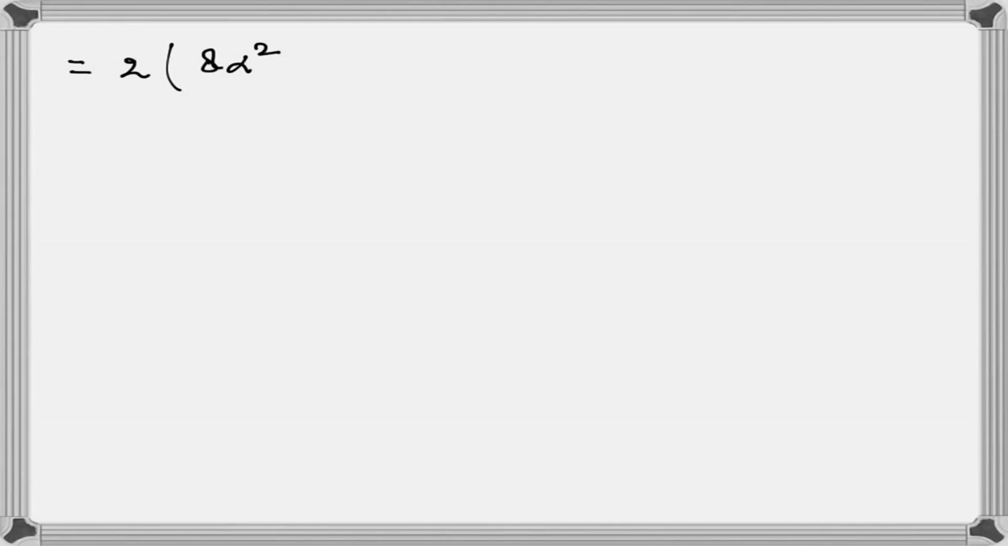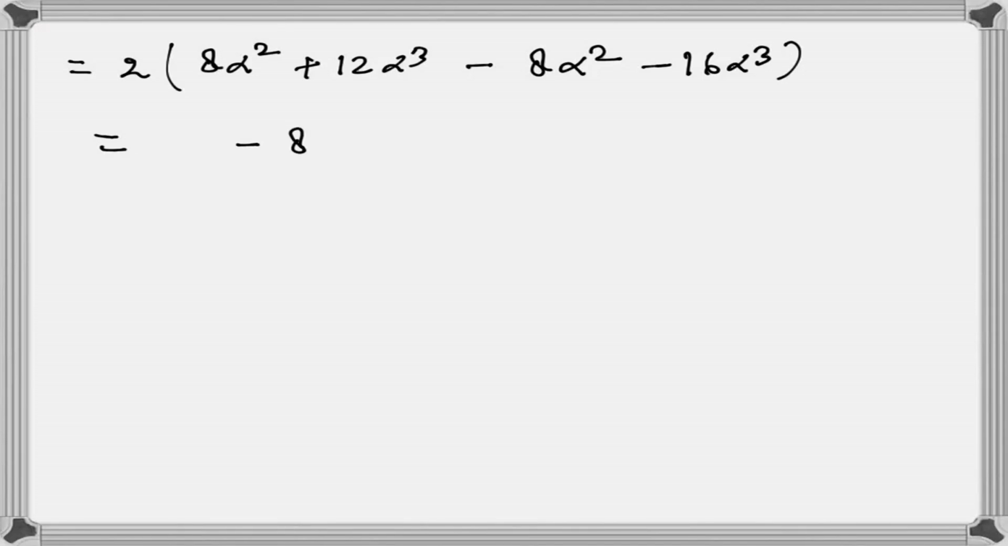Okay, so this is nothing but 8 alpha square plus 12 alpha cube minus 8 alpha square minus 16 alpha cube. And this is equal to, 8 alpha square will be knocked out, so this is equal to minus 8 alpha cube. So the determinant of A is equal to minus 8 alpha cube.